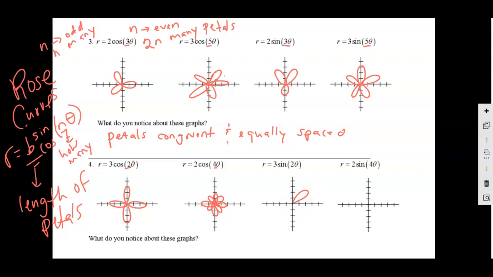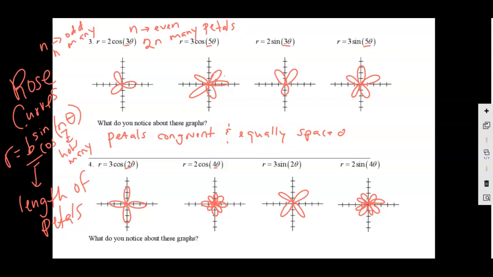Here we go. That one, we had the 4 petals like this. Again, equally spaced and congruent. So they're all 90 degrees apart, but they're missing the axis. And then here we're going to have 8. And so this one's going to kind of look like this. We have 2 in each quadrant. I've done worse.